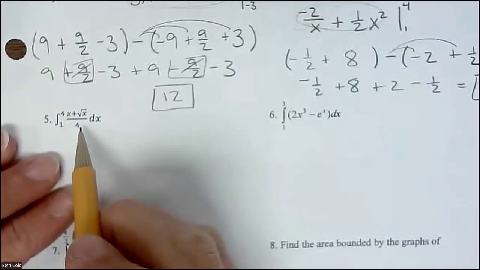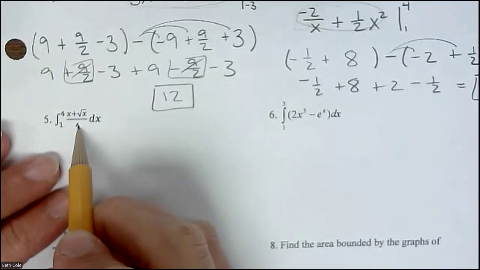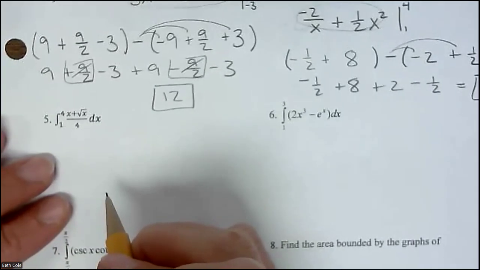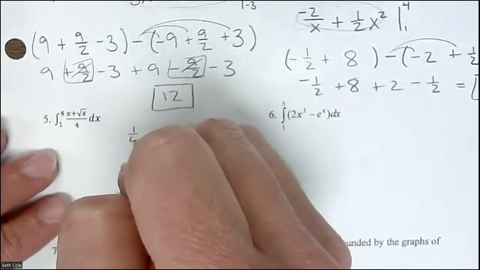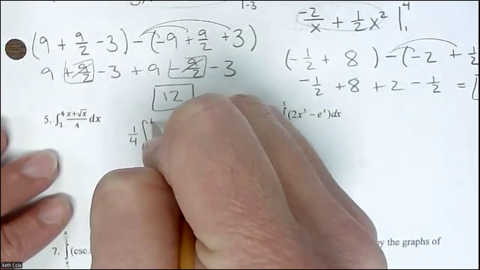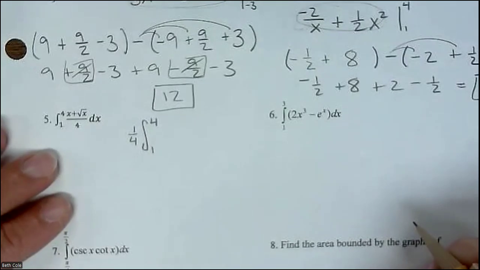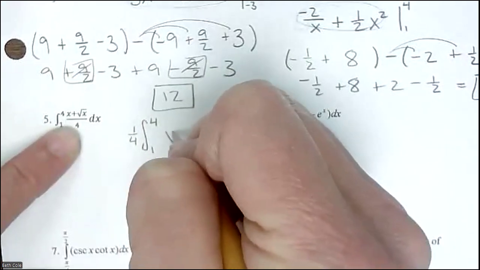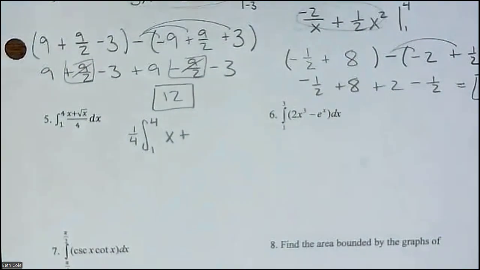All right. What I would do for this one is, do you see that 4 in the denominator? I would evict that 1/4 from the problem entirely. I'm just going to write this off to the side. 1/4 integral 1 to 4. Just took that 1/4 and took it out front. And it's x plus, how can you rewrite square root of x so that it has a power? Like we want it to have an exponent.